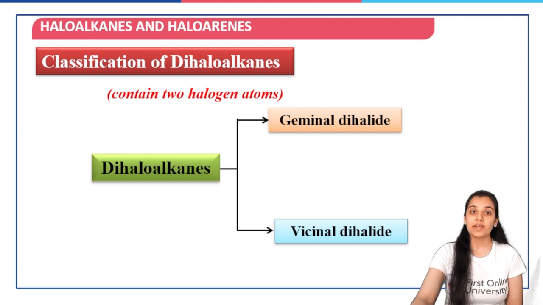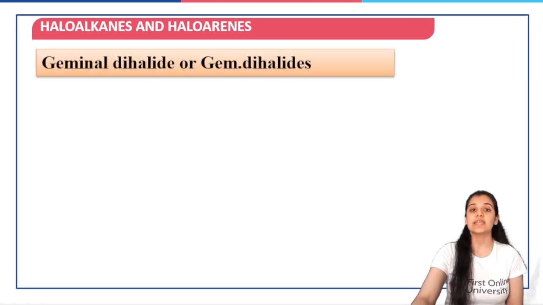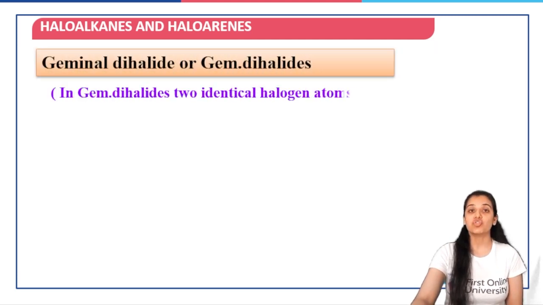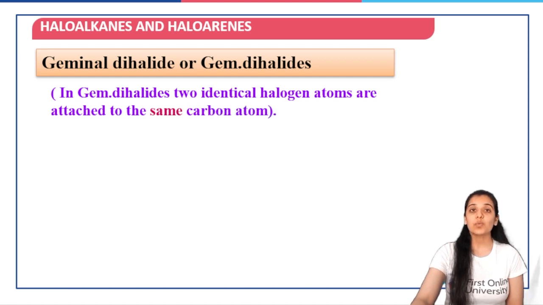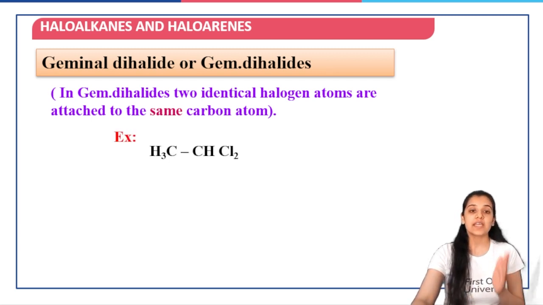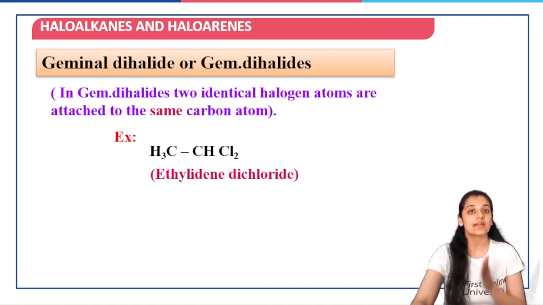Now, when I say geminal dihalides and vicinal dihalides, geminal is also known as gem dihalides. These are the ones in which the 2 identical halogen atoms are attached to the same carbon atom. So, when we have CH3CHCl2, that is the 2 Cl atoms are attached to the same carbon atom, it is a dihaloalkane, but it is a geminal dihaloalkane.